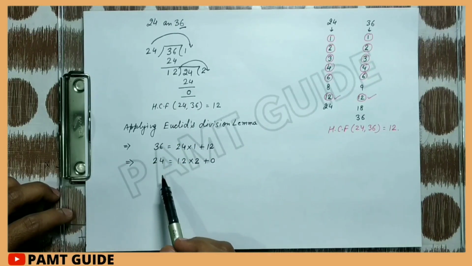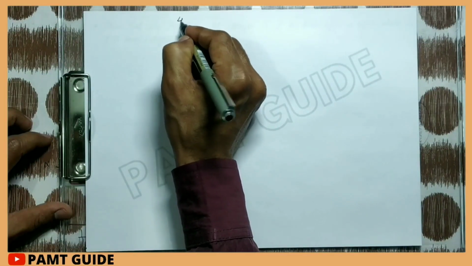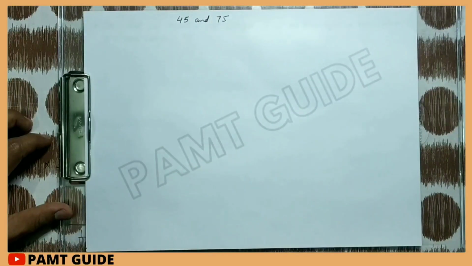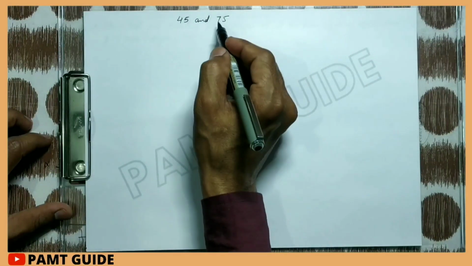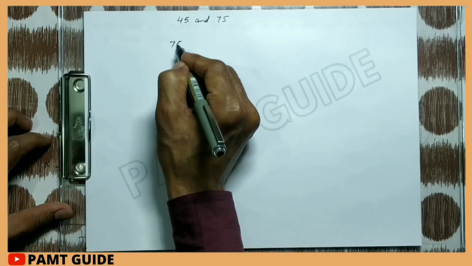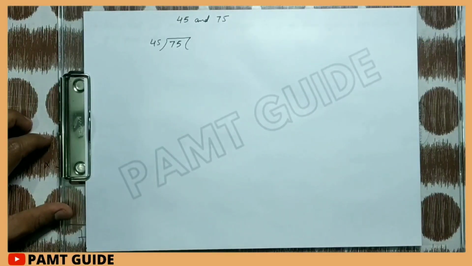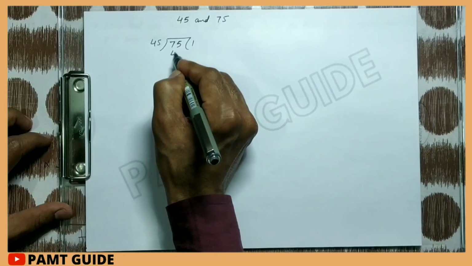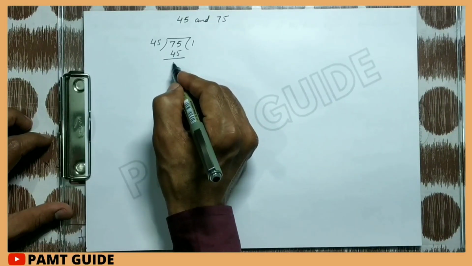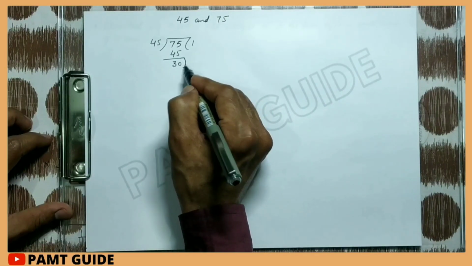हमारा HCF होता है. We take two integers 45 and 75. Here 75 is greater than 45, so we divide 75 by 45. 45 1 ja 45. When we subtract 45 from 75, we get 30 as a remainder.